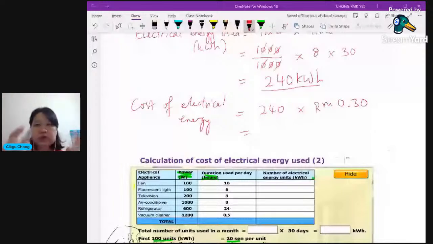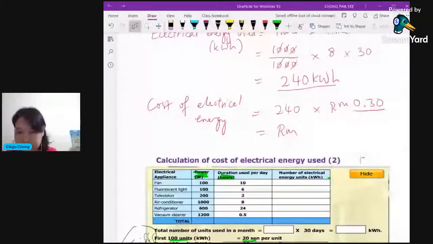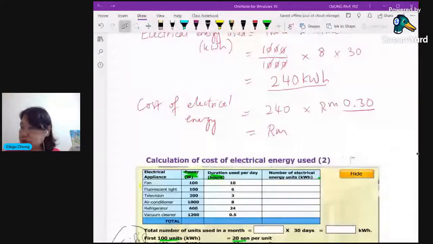Okay, answer here. Should you answer already? You're faster than me. Yes. Are you sure 240? 240 times 0.30. You get your answer in whole number of 72, but actually 72 ringgit because I punch in 0.30 RM.